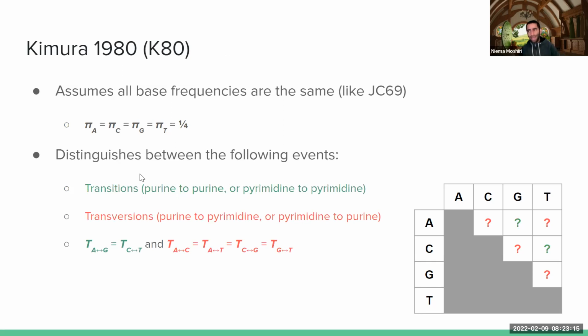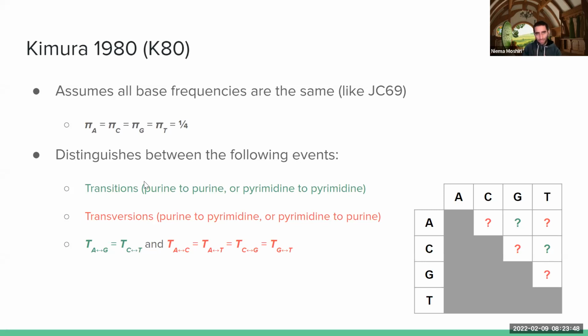So then in 1980, a researcher named Kimura came up with a different model, which we call the K80 model. Just like the JC69 model, it makes the simple assumption that maybe all the probabilities of the nucleotides are equal, but it distinguishes between two different events. You're probably going to learn more about these in a genetics or molecular biology class, like maybe BICD 100 or BIM 100. But basically, in DNA, there are what are called transitions.